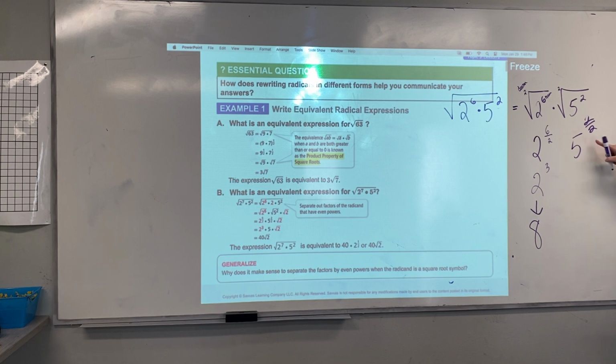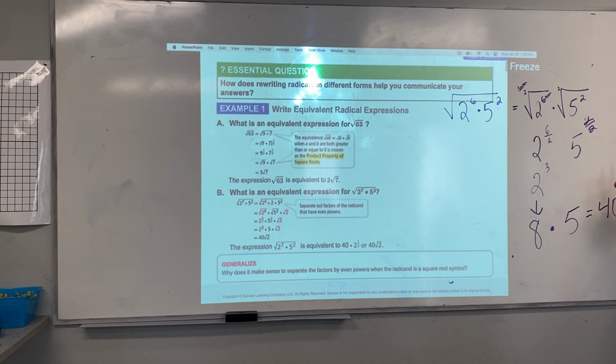5 to the 2 over 2. Look at me, I'm just innocent. I wasn't doing nothing. Just 5 to the 2 over 2. That's 5 to the 1. I'm just 5. She's walking free as a bird. No more radical cages. 8 times 5 is 40. Did you say 30? I said 40. I'm gonna leave this here for a second.